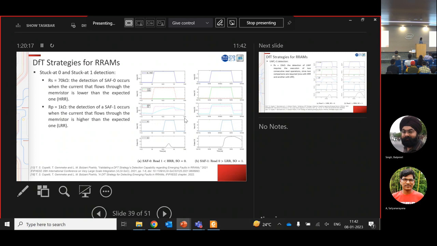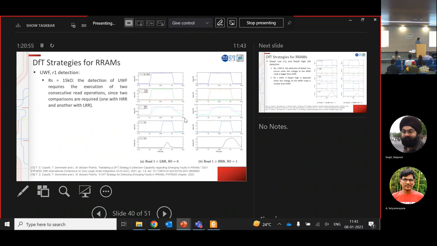And a stuck-at-0 fault occurs when the current that flows to the main is lower than the expected one, okay? So basically here, it's possible to see the detection of a stuck-at-0, okay? Here is the output of the sensor, and here is the main, the voltage in the main resistor. Here is the reference, so you are going to compare, and in that way you can detect the stuck-at fault. Here in that part is the detection of a stuck-at-1, okay? Just to show that in that way you can also detect the conventional faults, okay?